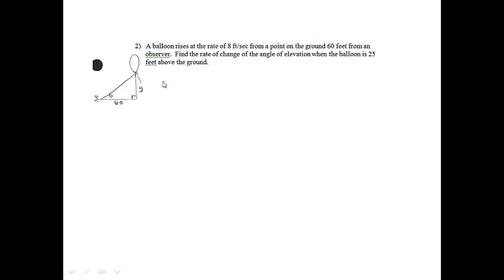They did tell us that the balloon rises at a rate of 8 feet per second, so that would be how fast the y value is changing. So we know that dy/dt will equal 8, and it is rising, so it will be a positive 8. We next know that it's 60 feet from an observer. That's not going to change, so I don't need to write that down. And then it asked me to find the rate of change of the angle of elevation, so it's asking me for how fast theta is changing.